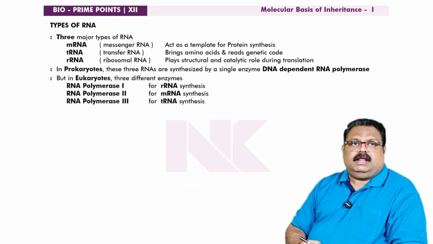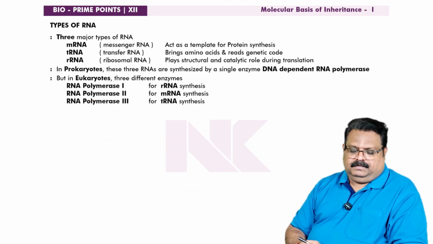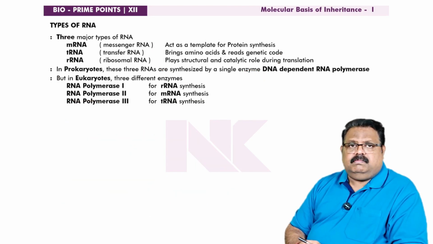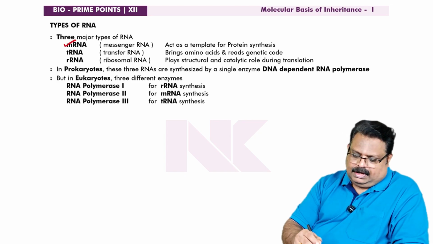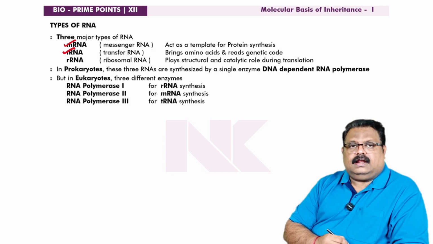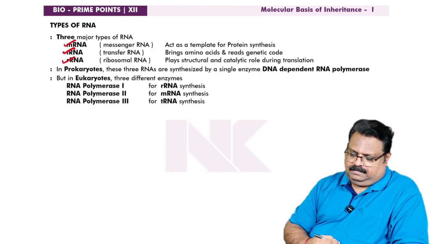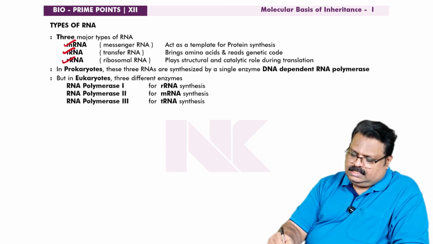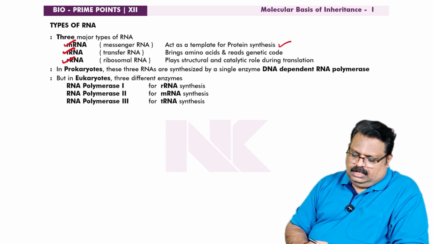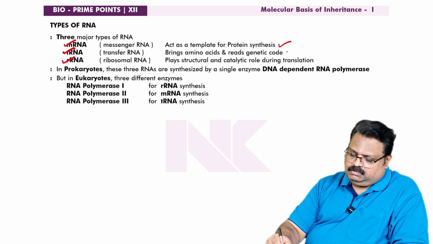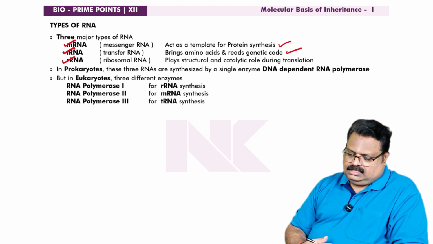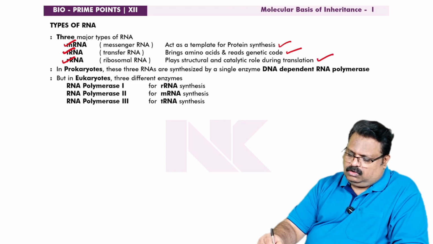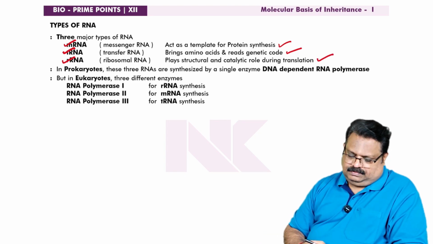Okay. The next prime point is regarding the types of RNA. There are three major types of RNA: messenger RNA or mRNA, transfer RNA or tRNA, and ribosomal RNA or rRNA. The messenger RNA acts as a template for protein synthesis. Transfer RNA is used for transporting the amino acids towards the site of protein synthesis. The ribosomal RNA plays a structural and catalytic role during the process of translation.